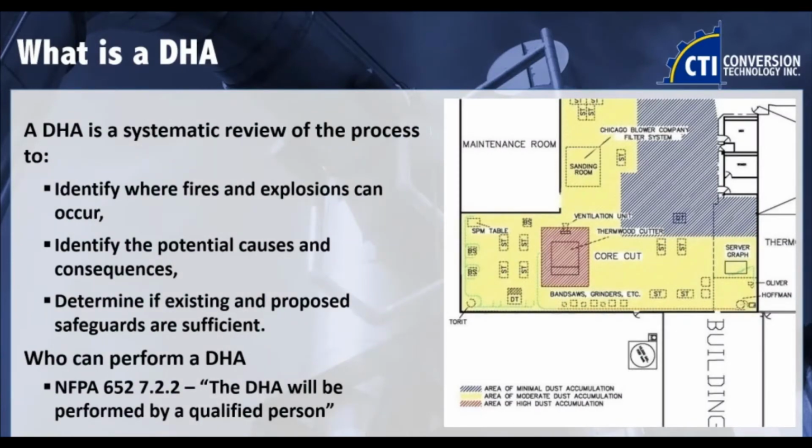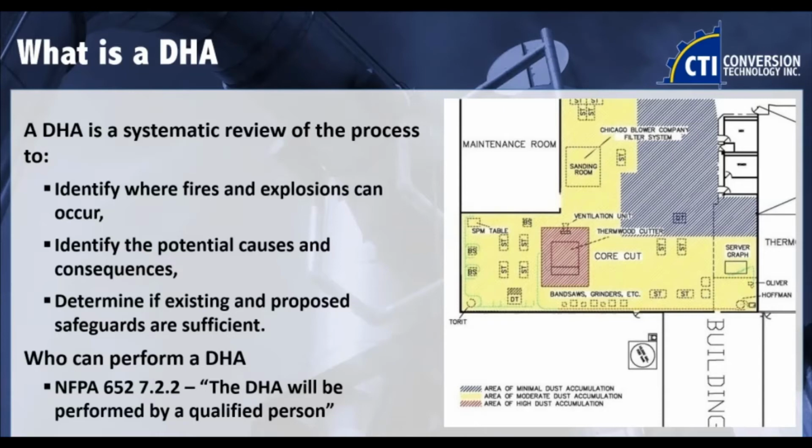So what is a DHA? A DHA is a systematic review of your process. It would look at all areas and equipment that handle, generate, or otherwise use combustible material. It is meant to identify where fires and explosions can occur, identify the potential causes, sources, and consequences of an event happening, and then to determine if your existing or proposed safeguards are sufficient.